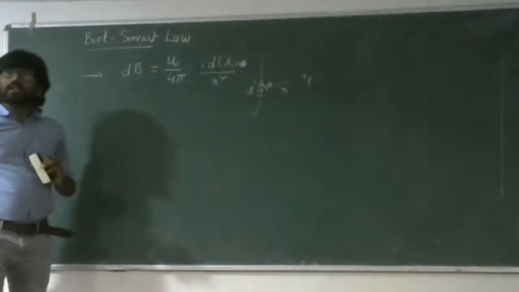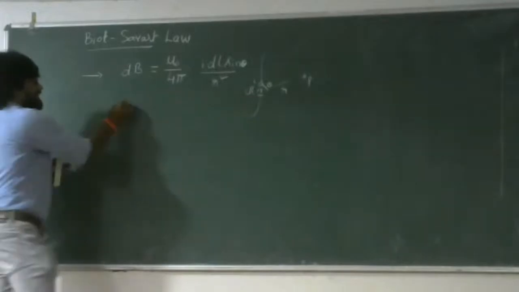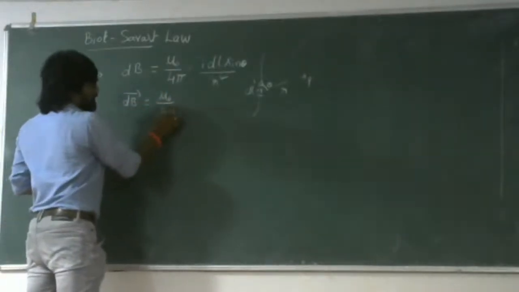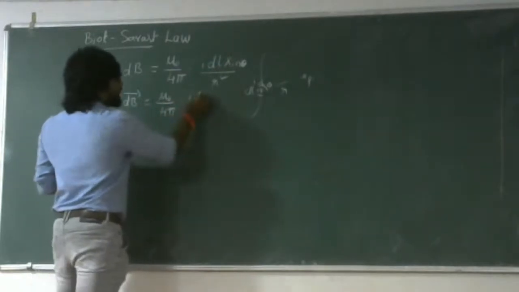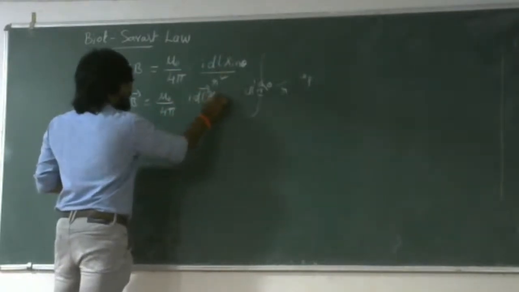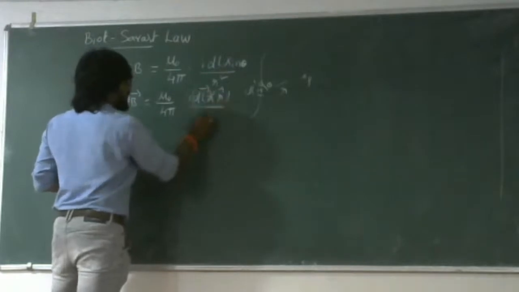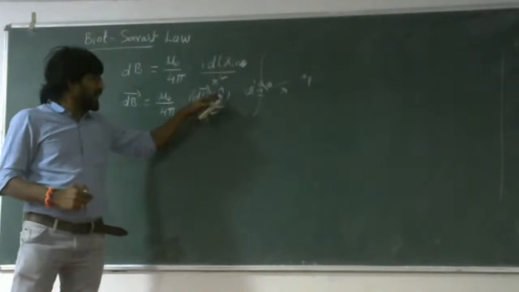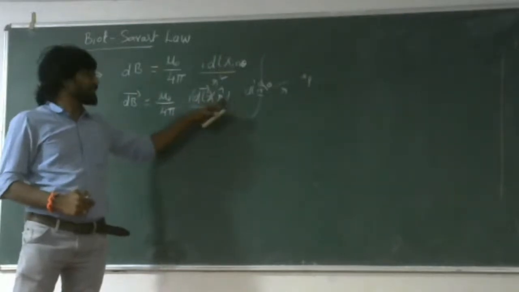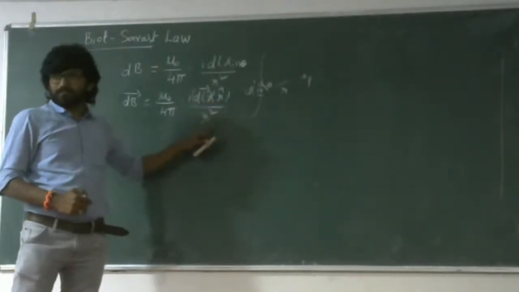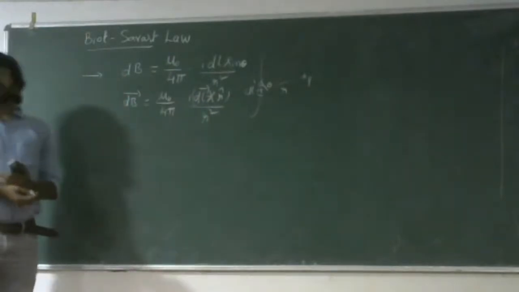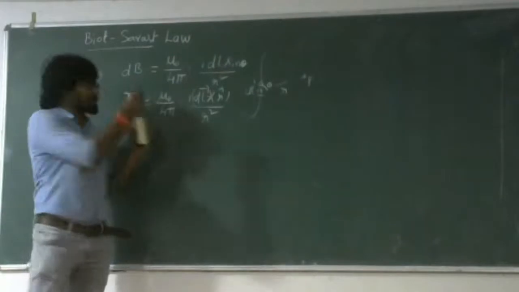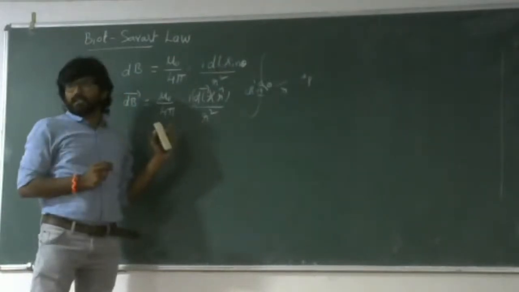Vectorially, the vector form is given by dB vector is equal to mu naught by 4 pi into I into dl vector cross r cap by r square, or you can write dl vector cross r vector by r cube, because r cap can be expressed as r vector by r. This is the vector form of Biot-Savart law, the magnetic field due to a small current carrying element.